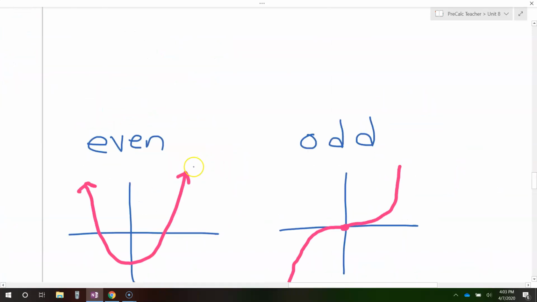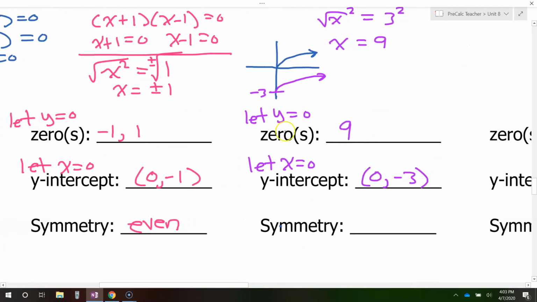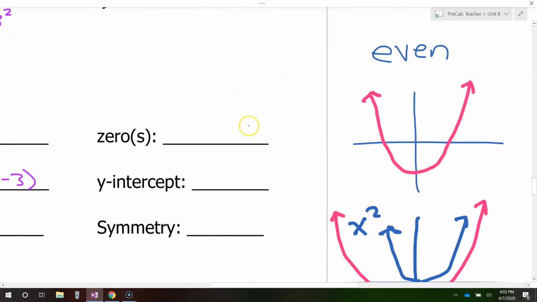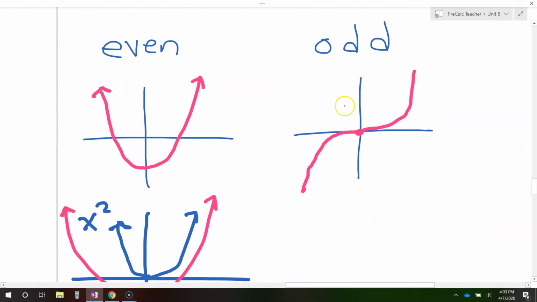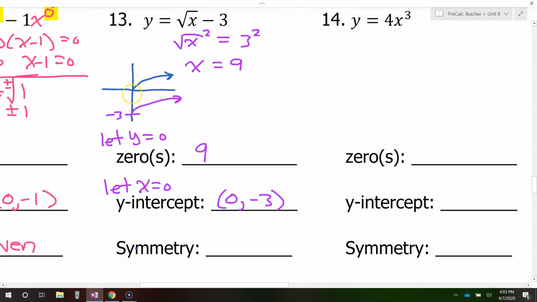But symmetry. Is this symmetric around the y-axis? No, it's only going to one side. Will this have rotational symmetry? Does it look exactly the same if I turn it upside down? No. If I turned it upside down, it would be like over here in a whole different quadrant. So I can tell graphically that this has neither symmetry, so I'm just going to put none.